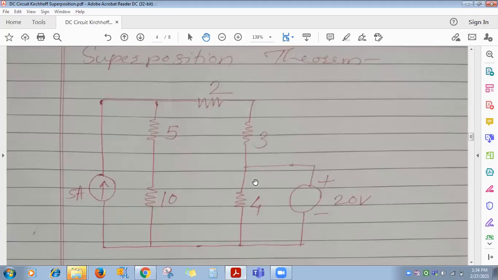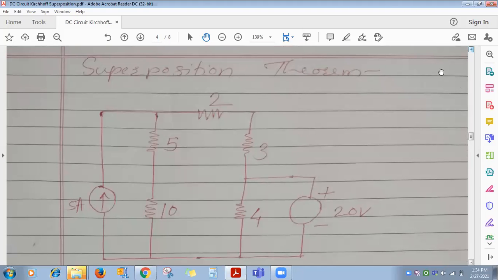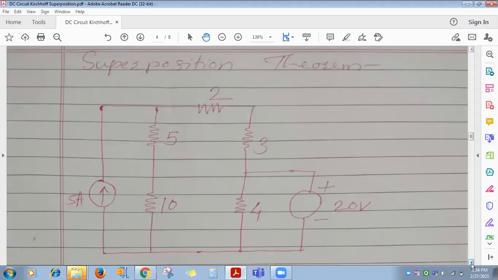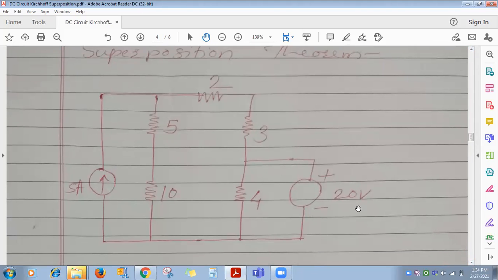Those who got it in the previous lecture how to simplify: consider 5 ampere, make 20 volts short and find the current flowing through 3 ohm. Then consider 20 volt, make 5 ampere open and find the current flowing through 3 ohm. Do this. Those who got it in the previous lecture, start to solve. In 1 minute I will start the lecture.